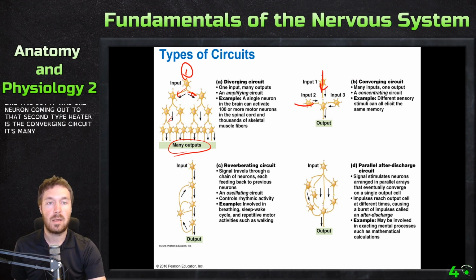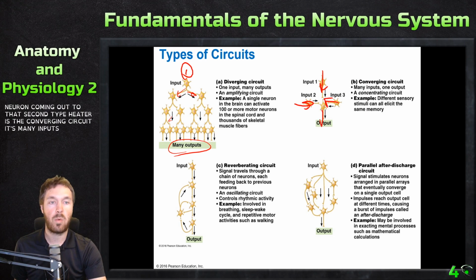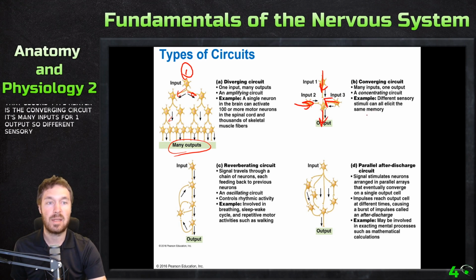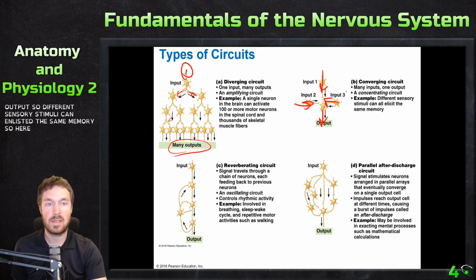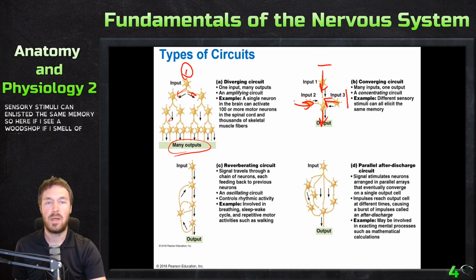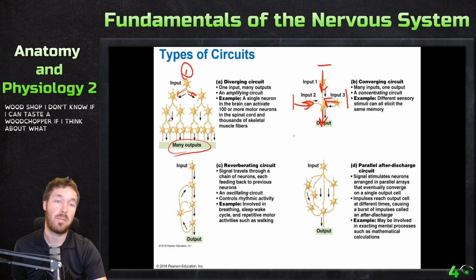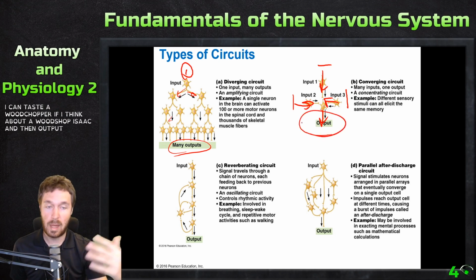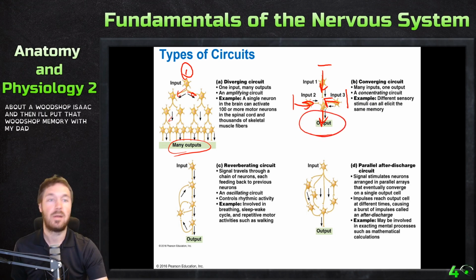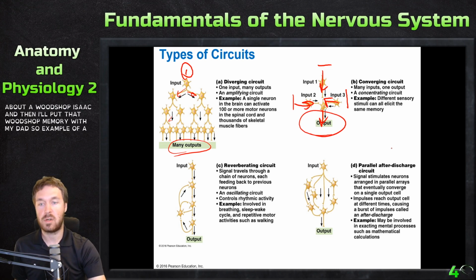It's many inputs for one output. So different sensory stimuli can elicit the same memory. So here, if I see a wood shop, if I smell a wood shop, I don't know if I can taste a wood shop, or if I think about a wood shop, I can then output that wood shop memory with my dad. So an example of a converging circuit.